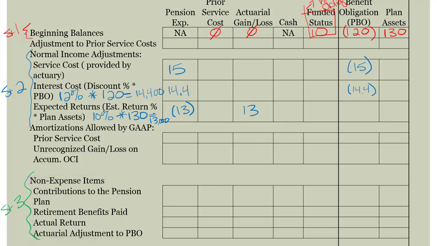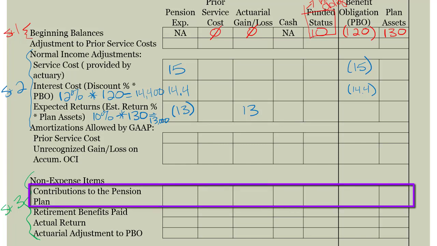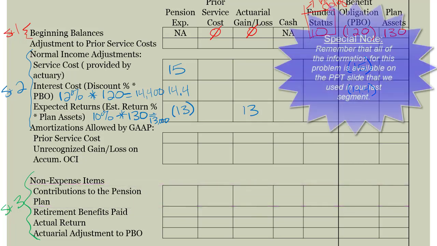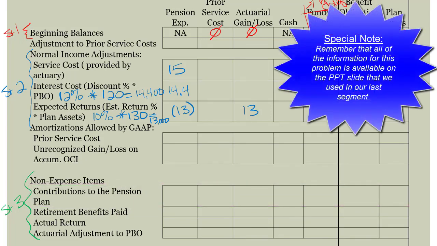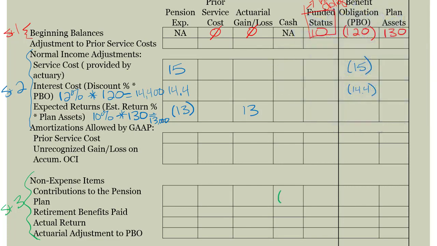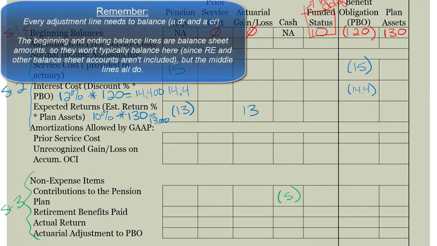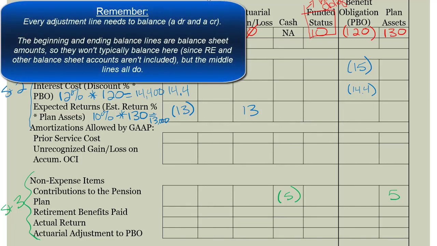We're just going to keep going through this pension worksheet line by line. And the first thing we're going to do is account for the contributions made to the pension. And we were told that this company contributed $5,000 to the pension during the year. If I contributed to the pension, I sent them a check, I have less cash. That's a credit to cash, and we show credits with a negative. So I've got a credit to cash.